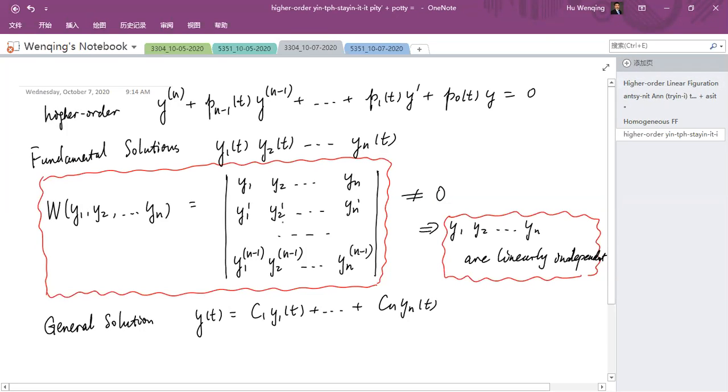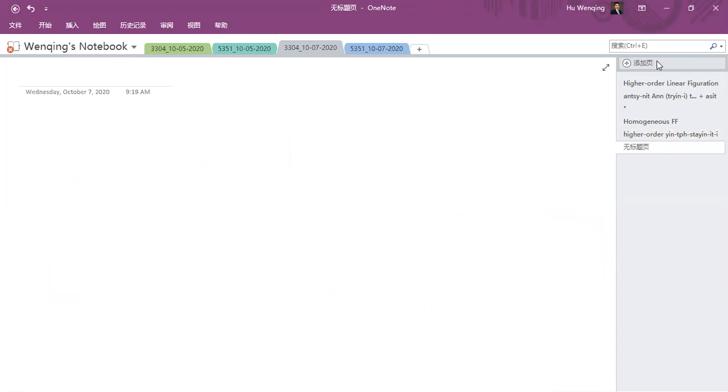Okay, so now let's look at the Wronskian first, right? The Wronskian is going to involve a determinant.